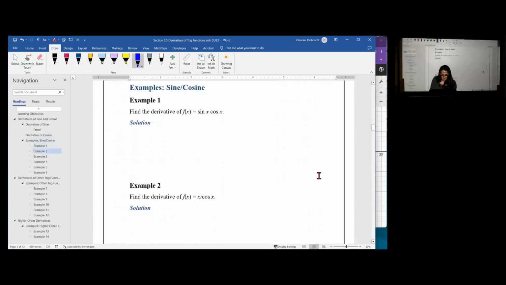Let's work some examples now, finding and using the derivatives of sine and cosine. These you must memorize. The derivative of sine is cosine. The derivative of cosine is negative sine. In the first example, you'll want to use the product rule. This is sine of x times cosine of x. In example 2, you'll need the product rule. This is x divided by the cosine of x. Pause the video now to work out the solutions.